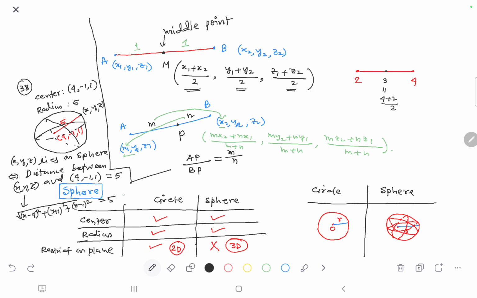If you write it down, it will be (x minus 4) whole square plus (y plus 1) whole square plus (z minus 1) whole square equal to 25. We just remove the square root, so on the right-hand side we take the square, 5 square, so 25. This is the equation. This is the required equation of the sphere.